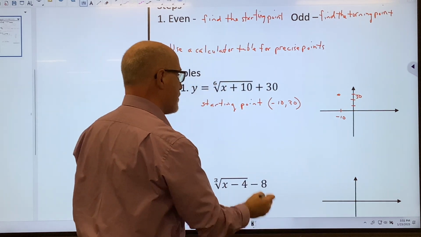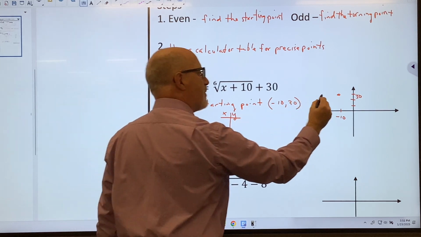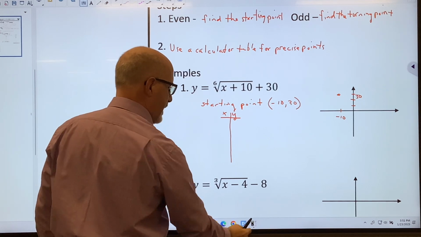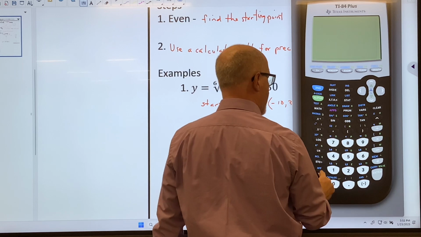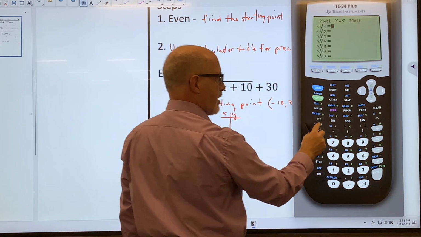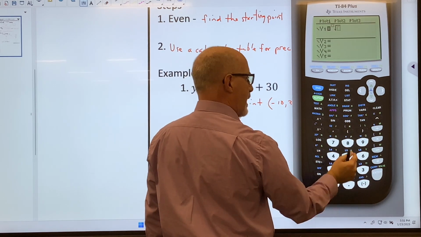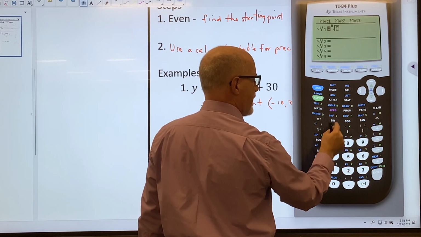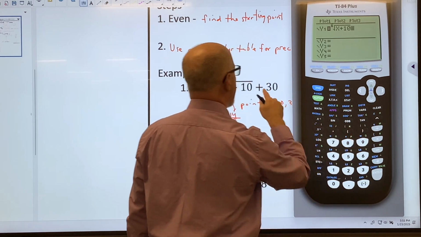Now, I want to go to my calculator to get a table of some values. The graph is generally going to go up in this direction, but let's get a little more precision to it by getting some points on it. So let's go ahead and enter it into our calculator. So if you want to do a sixth root here, we're going to go to our math menu, go down to the xth root, and then it will ask you to put in the sixth root. I'm going to put in then x plus 10. And then I'm going to go out of there and just add 30.